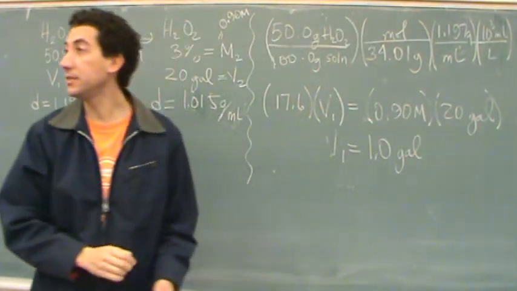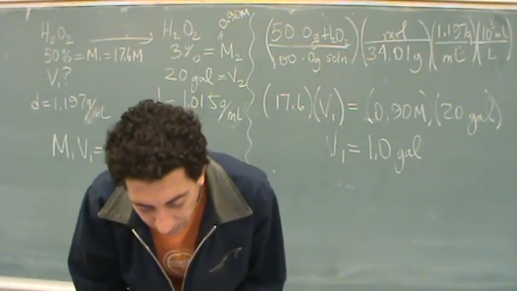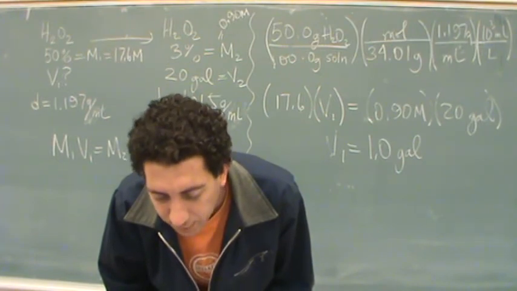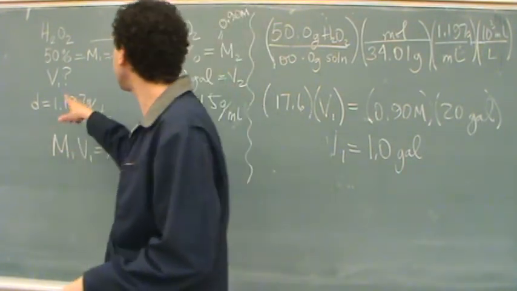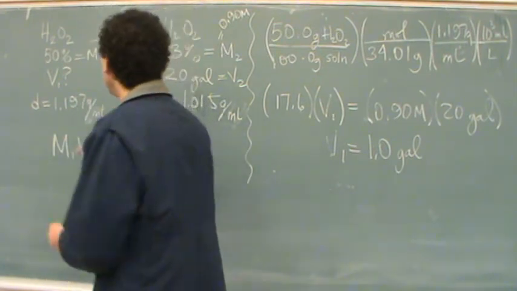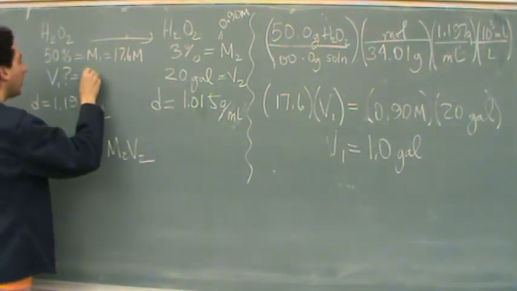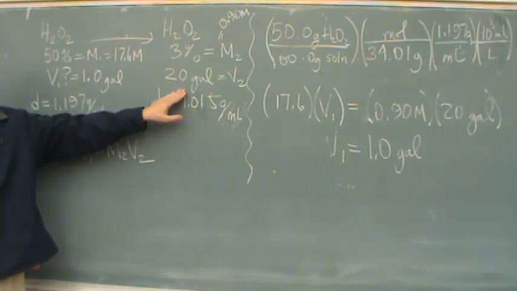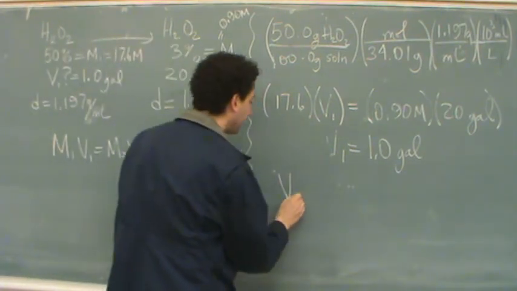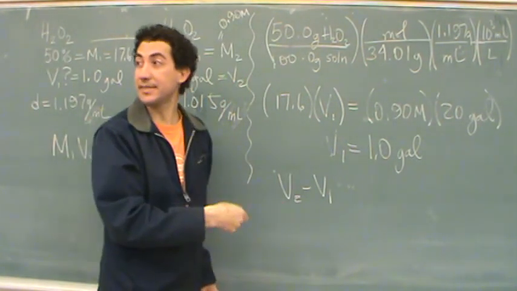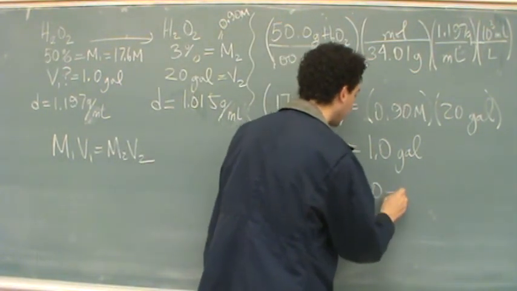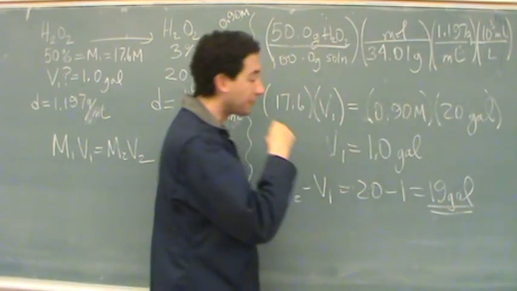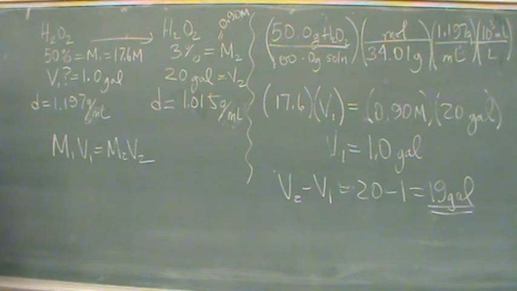Now let's read the question to see. The question was, how many gallons of water does the engineer need to add to the 50% solution in order to get a 3% solution? Well, if V1 turns out to be 1 gallon, then I need to add 19 gallons to get to 20. So V2 minus V1, which would be the gallons added, is 20 minus 1, or 19 gallons, which is your answer. Again, you could have converted gallons to liters and then converted back to gallons, but it doesn't matter.